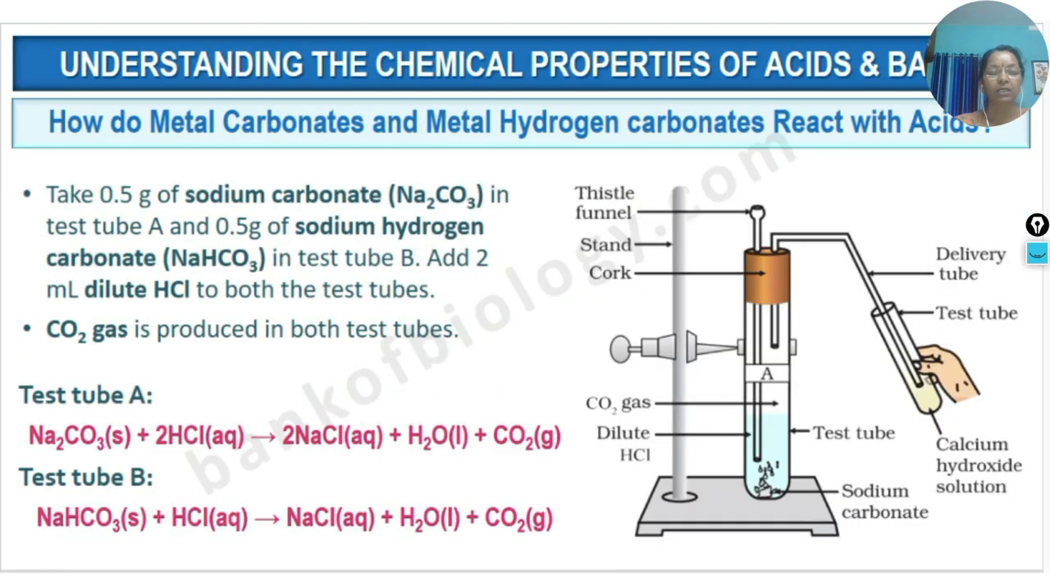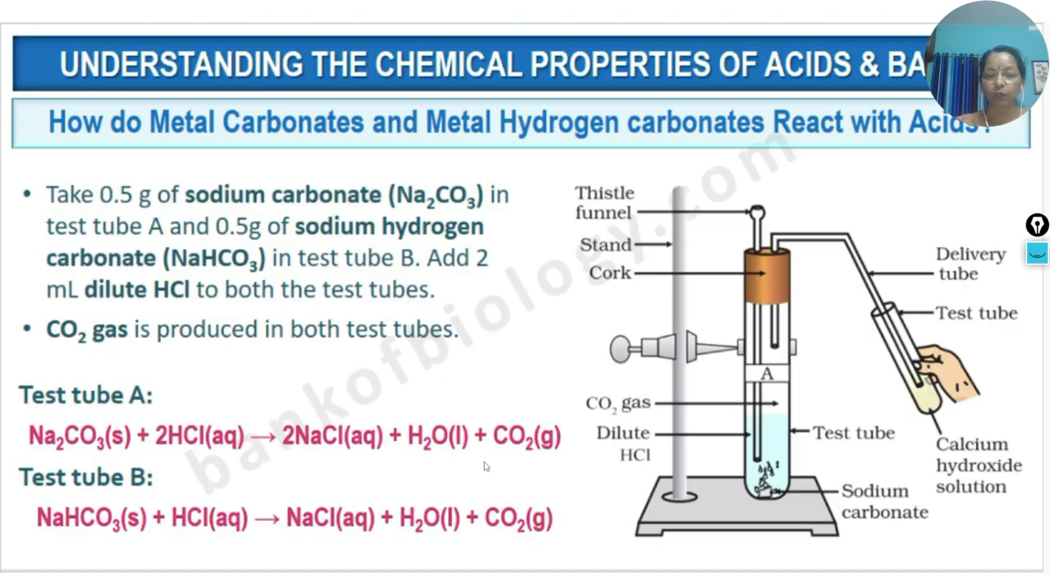Now the next reaction is metal carbonates and metal hydrogen carbonates. How do they react with the acids and bases? Okay, so first it is talking about acids. See the example here. Sodium carbonate reacts with hydrochloric acid. Sodium bicarbonate reacts with hydrochloric acid. In both cases, the products are the same: salt, water, and carbon dioxide. So when a metal carbonate or metal hydrogen carbonate reacts with acid, we get salt, water, and carbon dioxide.